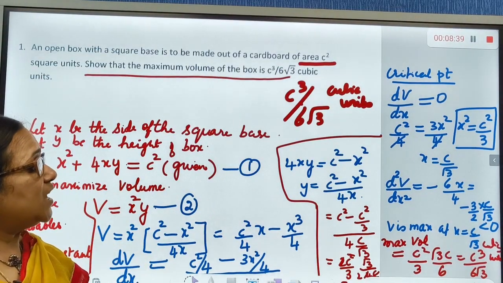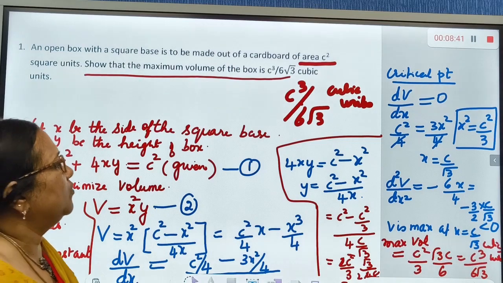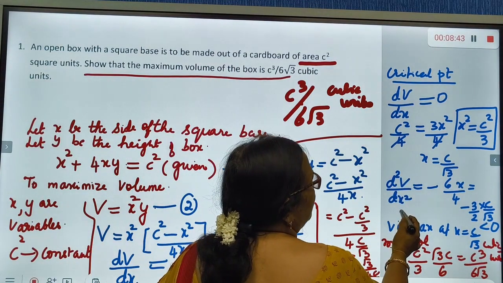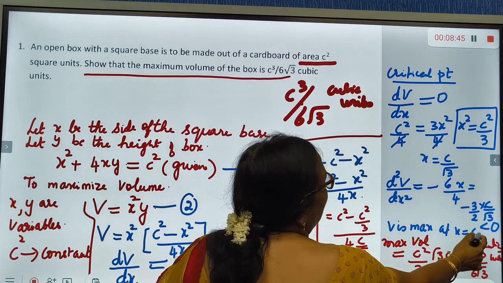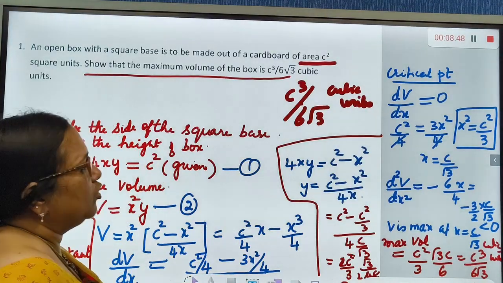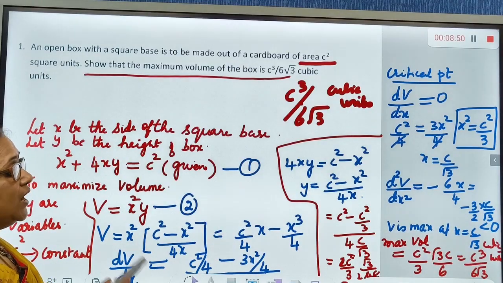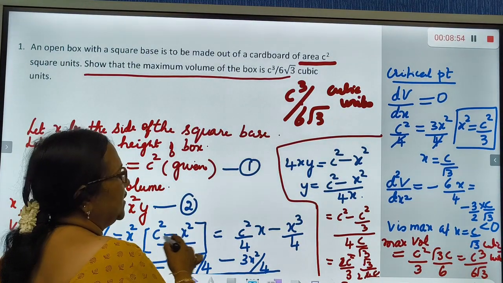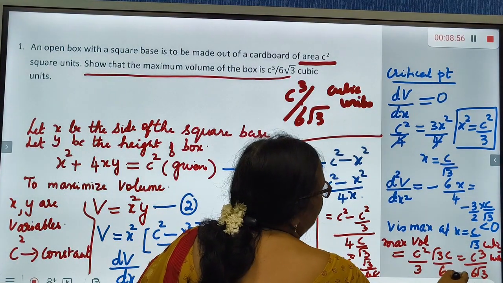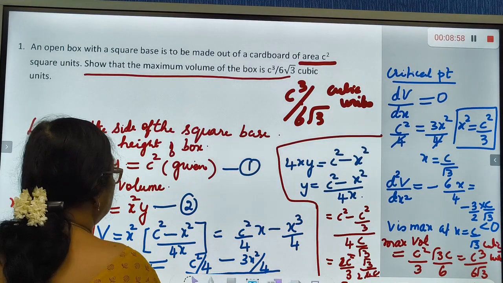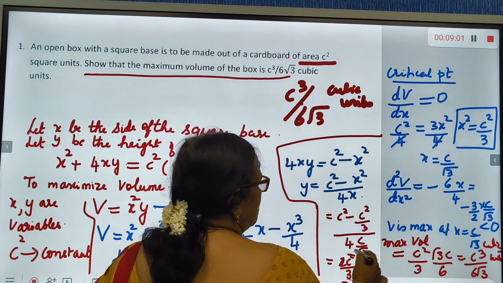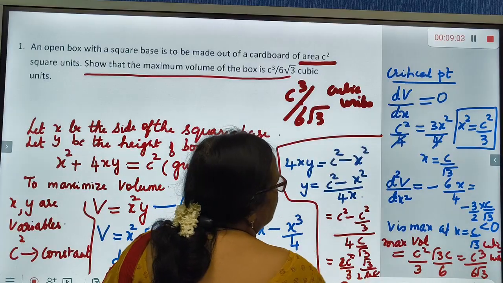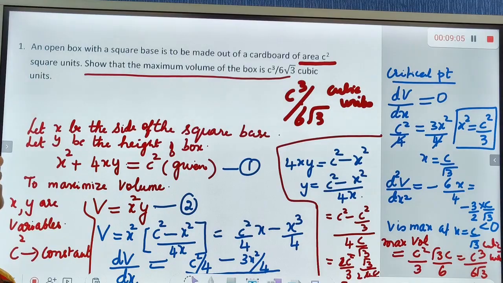Now verify whether you really have maximum volume by looking at the sign of d square V by dx square. You get a negative value. Therefore, at x equal to c by root 3, we have a maximum, and the maximum volume is given by x square y. That is x square into, I have simplified y here and substituted. This is your y value. So we have the maximum volume of the box as c cube by 6 root 3 cubic units.